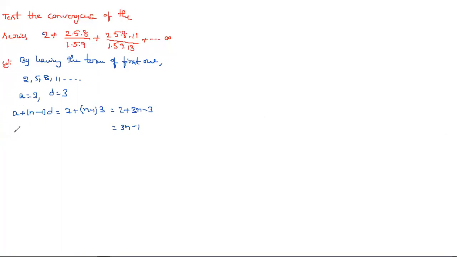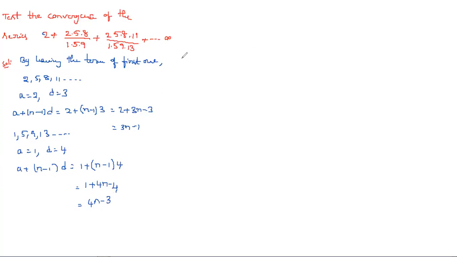In the same way, in the denominator, 1 5 9 13 and so on, here a equal to 1 and the difference is 4. Then a plus n minus 1 into d, that is 1 plus 4 into n minus 1, which is 4n minus 3. Now what can we choose as un here.